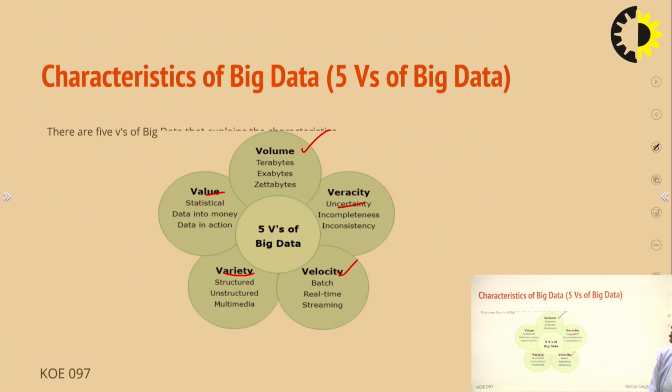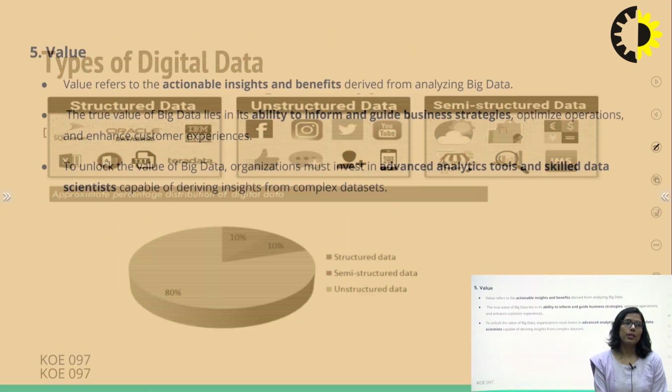So these are the 5 most important aspects, or we can say the 5 most important characteristics of big data, that is volume, velocity, variety, value, and veracity. Volume is the huge amount of data that we are dealing with. Velocity is the speed at which we are dealing with the data. Variety means we are dealing with structured, unstructured, and multimedia data. Value is that whatever data we are storing should give us some value. Veracity means it should be high quality and consistent. So these were the characteristics of big data.